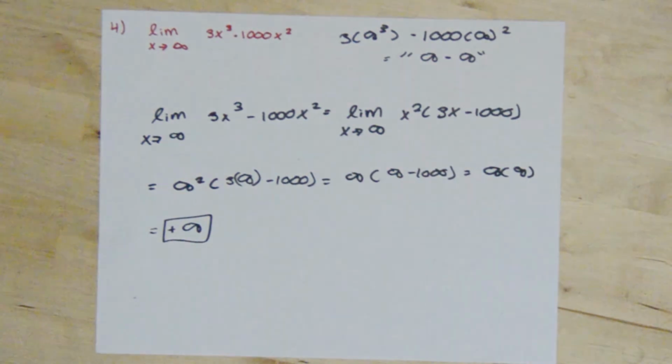So notice how there are 3 different ways to manipulate the function. The first time, when we had a polynomial, we divided each term by the highest power variable. The second time we used conjugates, and the third time we just factored.